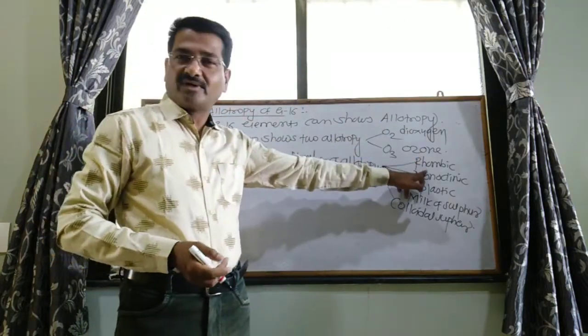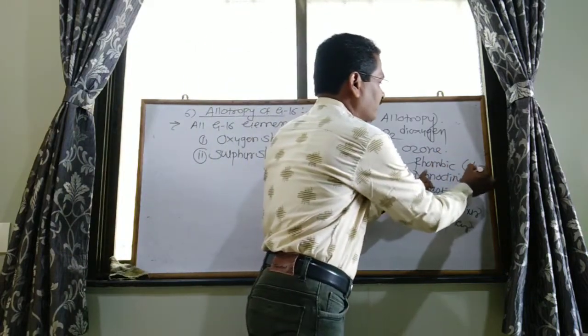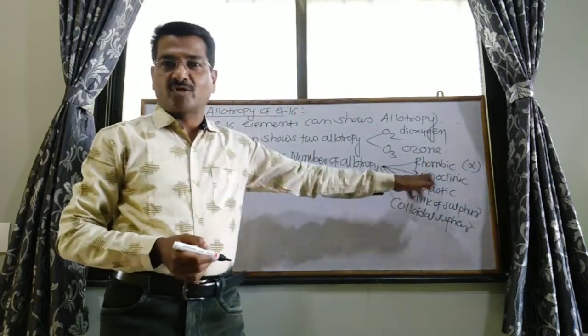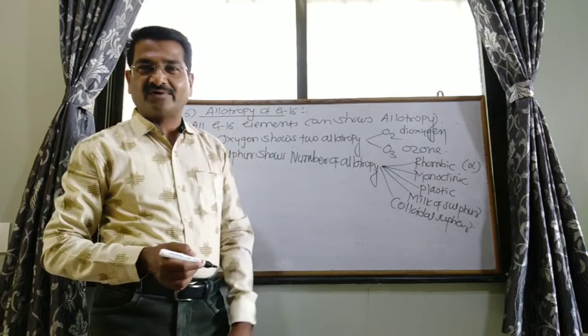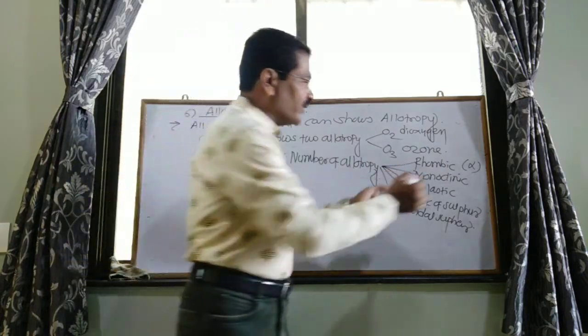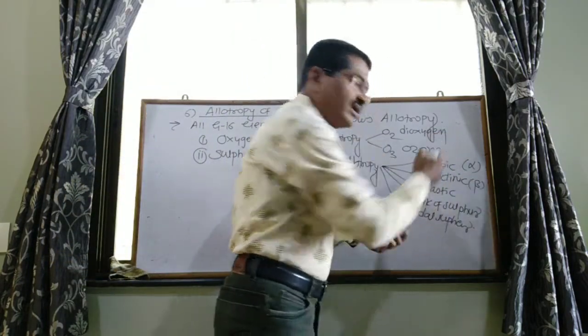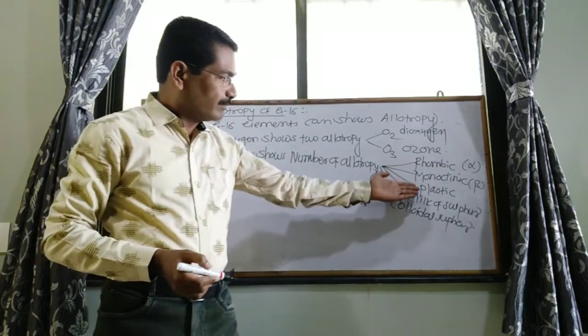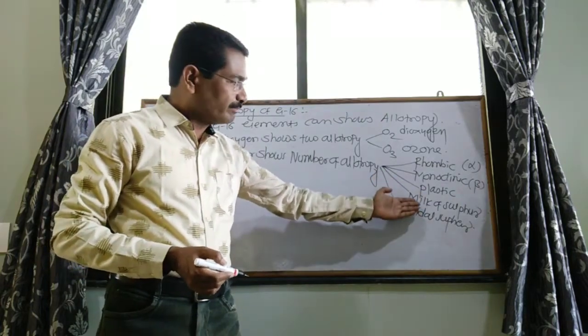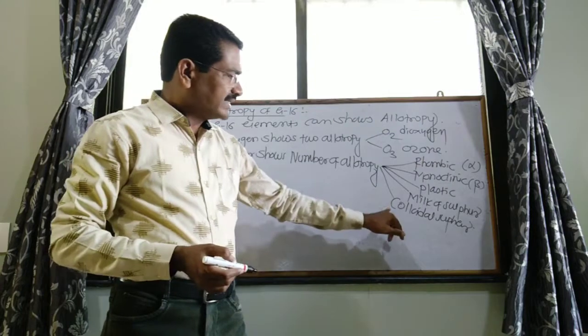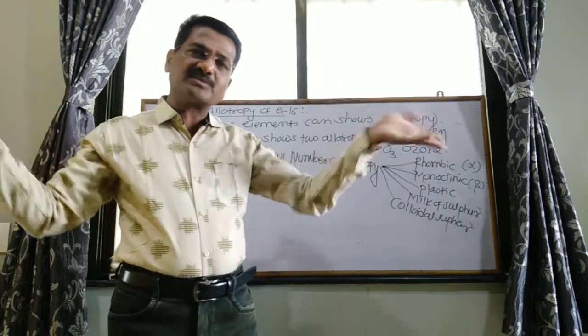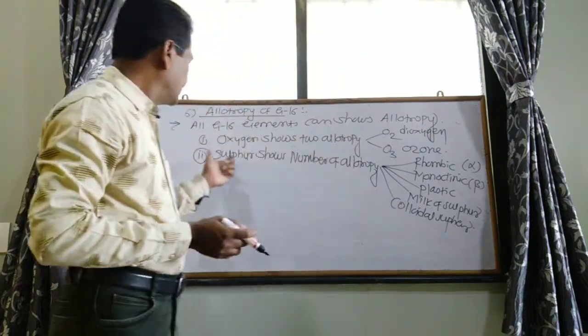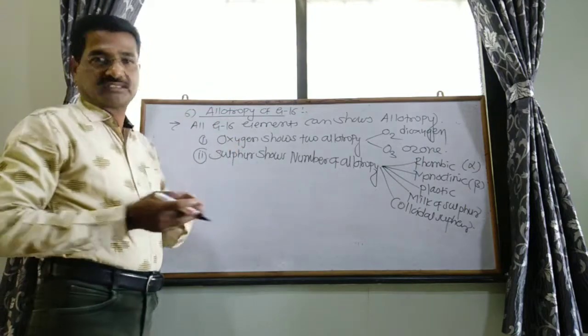First, rhombic sulfur is also called alpha sulfur. Second, monoclinic sulfur is called beta sulfur. Third, plastic sulfur. Fourth, milk of sulfur. Then colloidal sulfur. Likewise, a number of sulfur forms can be obtained as allotropes.